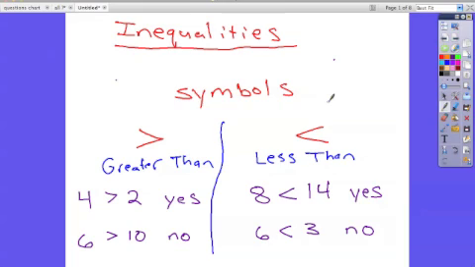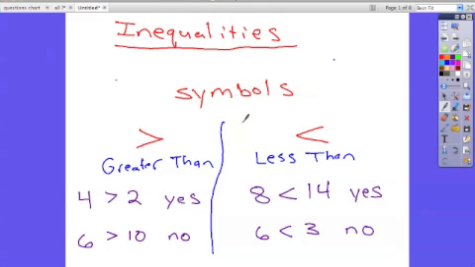Next topic for our algebra unit is going to be inequalities. An inequality is basically a number sentence that does not have an equal sign in it. Normally you would have an equal sign showing that both sides are equal. That's not what our goal is here. Our goal is to figure out which side is bigger than, smaller than, or equal to.